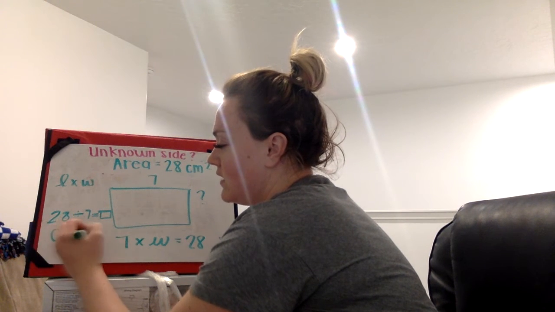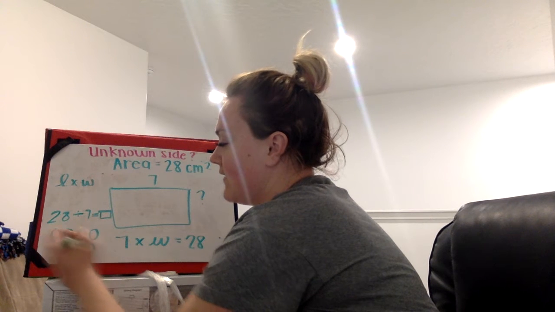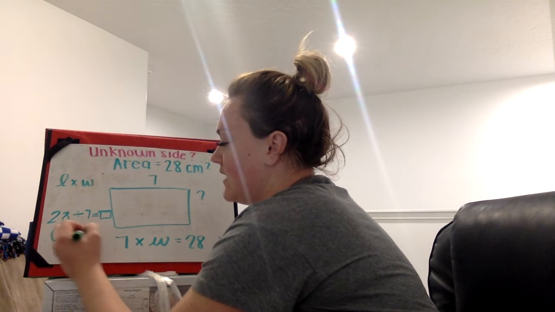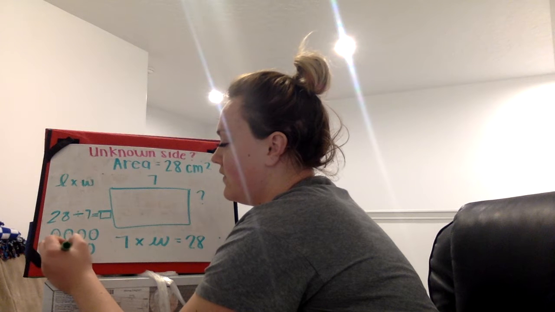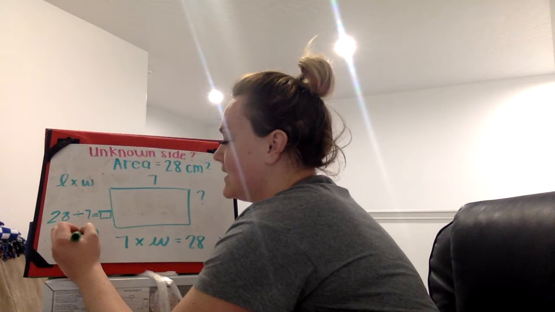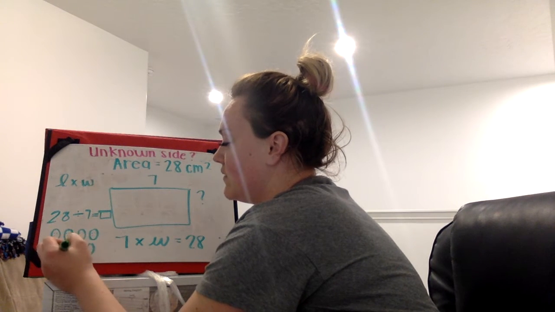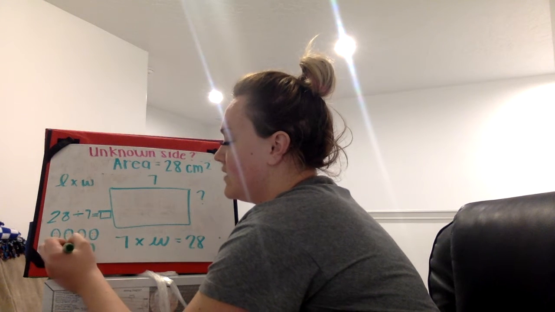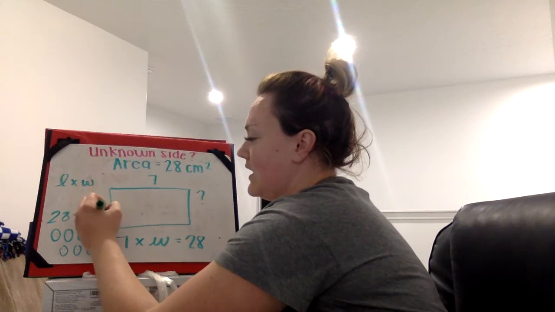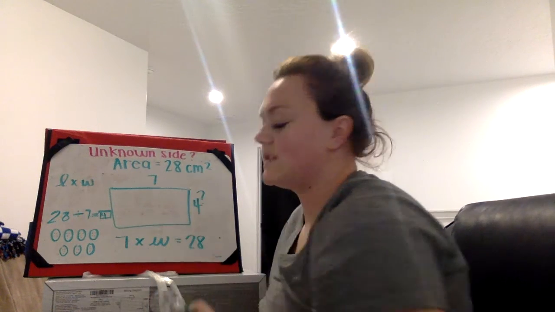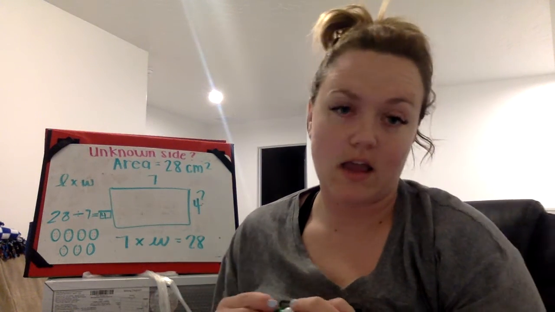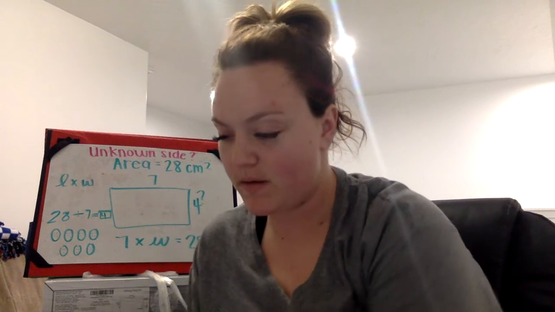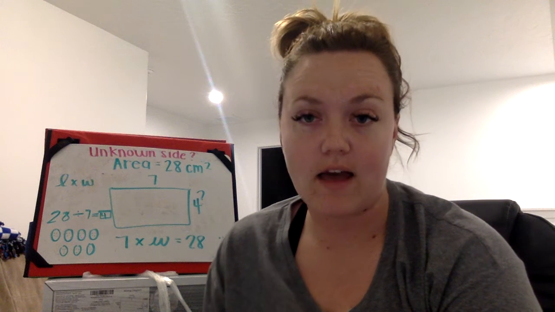1, 2, 3, 4, 5, 6, 7, 8, 9, 10, 11, 12, 13, 14, 15, 16, 17, 18, 19, 20, 21, 22, 23, 24, 25, 26, 27, 28. I have 4 in each. 7 times 4 gives us our area for that shape. Okay? That is all I have for you guys.